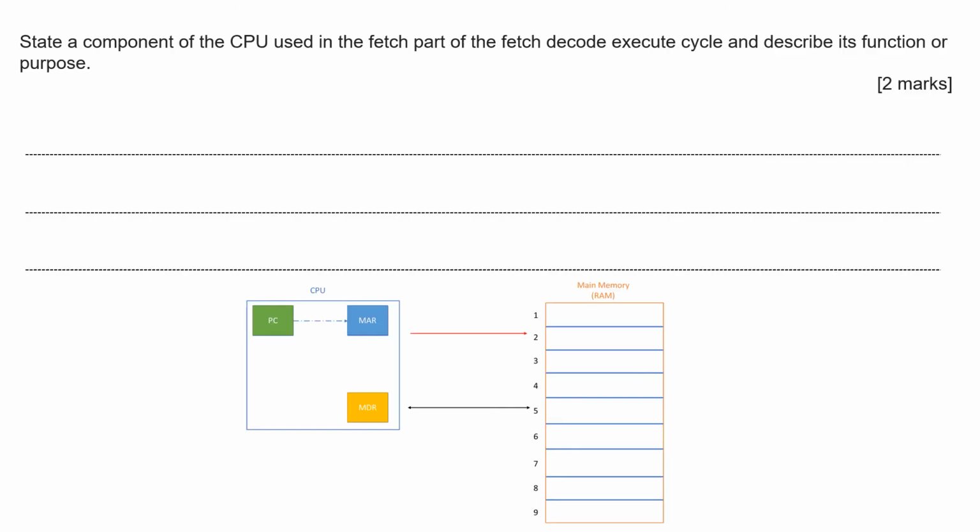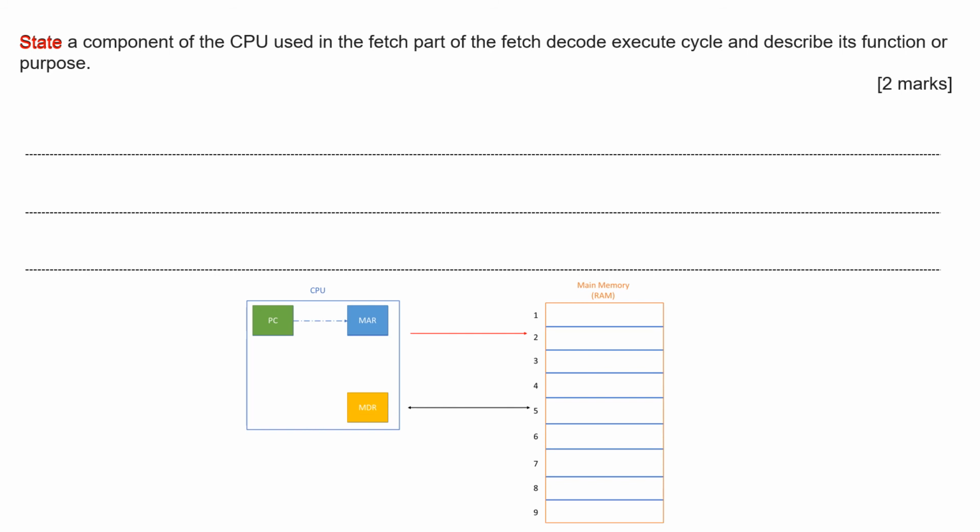So in this question, again, we need to read the question properly and identify not only what knowledge it's asking for, but the key words that say how it wants us to answer it. And we also need to pay attention to how many marks there are. So: state a component of the CPU used in the fetch part of the fetch, decode, execute cycle and describe its function or purpose. So we can see very quickly that it's split into 2 parts and there's 2 marks.